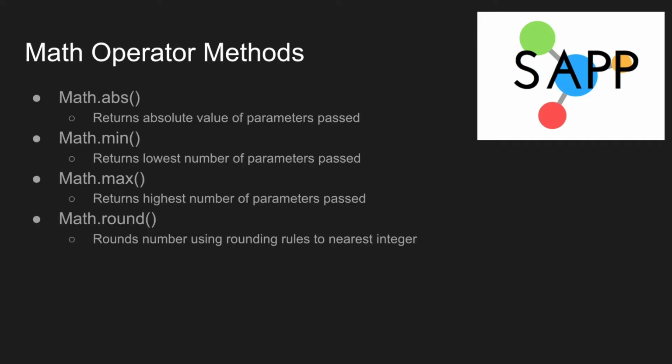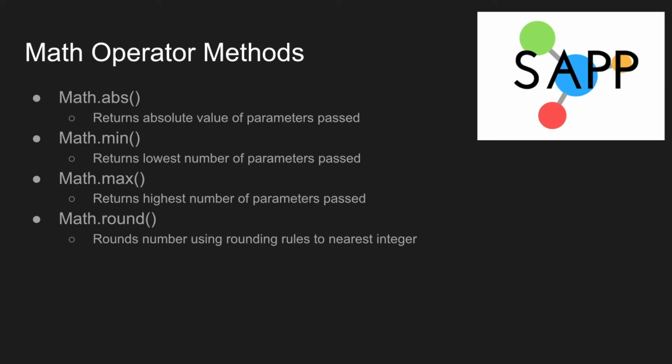So there are some methods too for math operators. The Math.abs method returns the absolute value of the number passed through. And the Math.min method returns the lowest number of the parameters passed. So if you pass numbers like 3, 8, 10, it will return the number 3 as that's the lowest number.